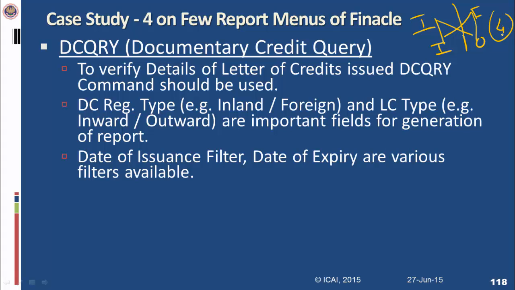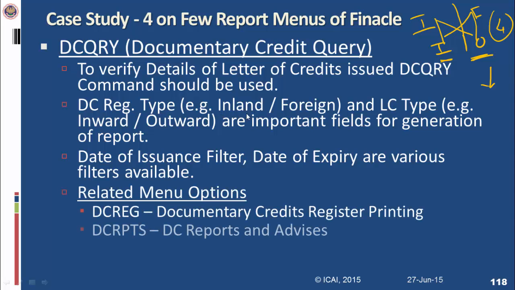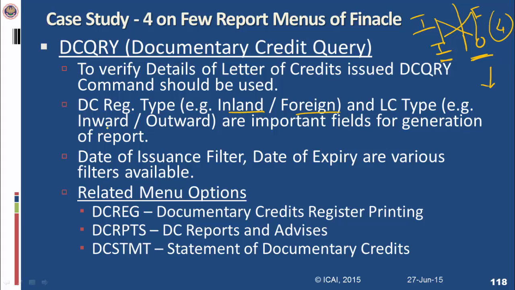The LC that have been issued by the branch is known as outward LC, and when the LC is received by the branch from other bank or other branch, those are inward LCs, right? Any LCs that we wanted to verify, we can verify through DCQRY. Again, the filters are inland, foreign and inward, outward. Other related menus are DCREG for the documentary credit register printing, then DCRPTS, that is DC reports and advices, DCSTMT, that is a statement on documentary credits.